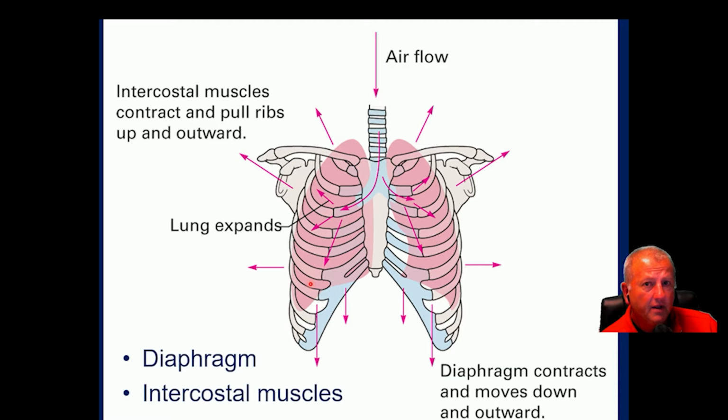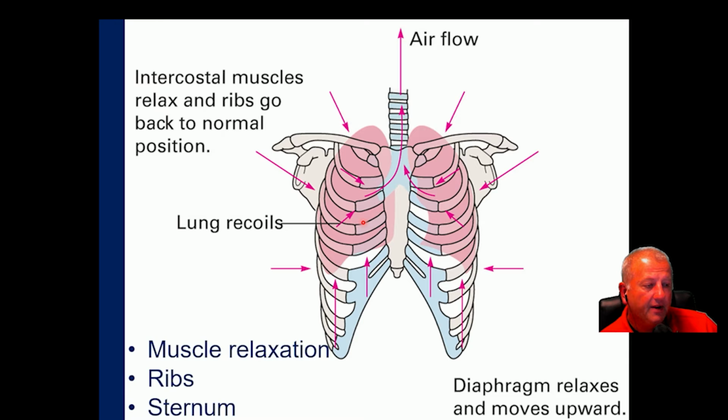Exhalation, we've talked about this a second ago. The lungs actually are allowed to recoil. Intercostal muscles relax along with the rib cage. The diaphragm relaxes and moves upward. It moves upward and it helps those lungs to rid that CO2.